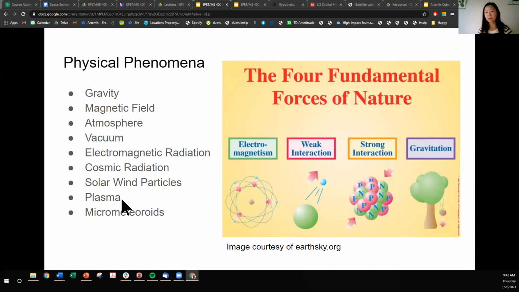The weak force, also called the weak nuclear interaction, is responsible for particle decay. And this is the literal change of one type of subatomic particle into another. Or more precisely, it can be in instances of cosmic radiation and solar wind particles, which are secondary particles that are created by this weak force.